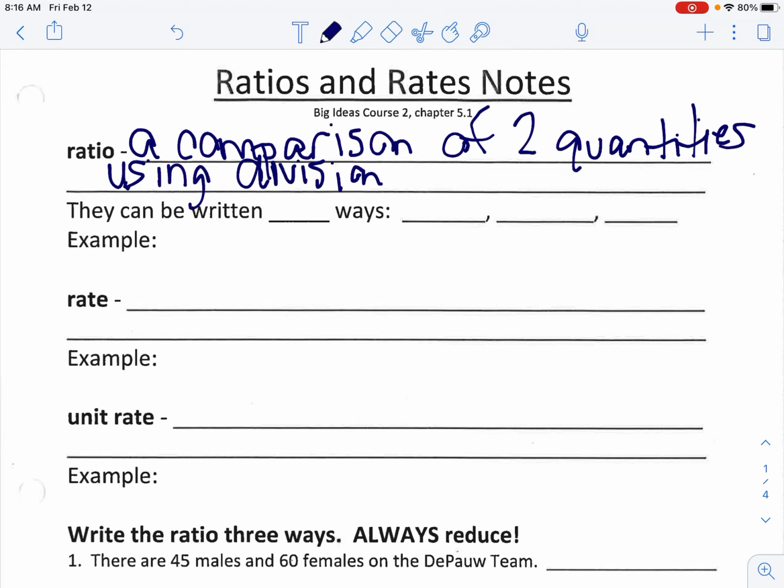Ratios can be written in three different ways. The first way is with a colon. A colon is two dots that look like that. The second way is with a fraction bar. We all know what that is. And the third way is just simply writing the word "to".